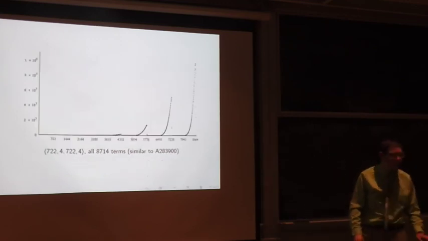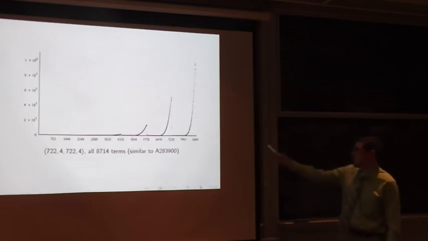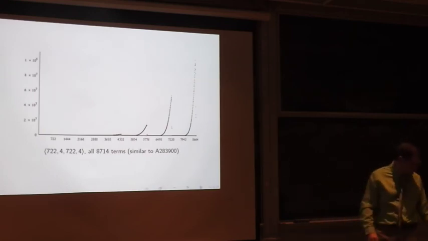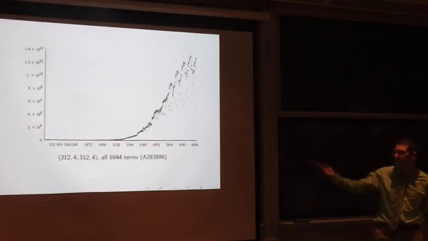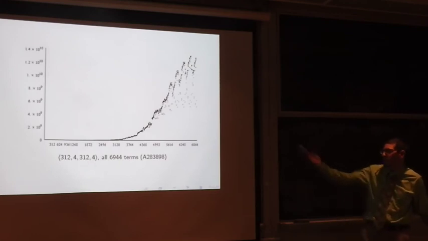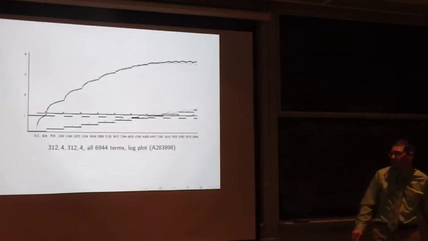A nice number that's 2 mod 4 is 722. So here's the solution for 722. This is the whole sequence. Here's a log plot of that whole sequence. Each of those polynomials is 1 degree higher than the previous. And then here's 312, which is 4 times a triangular number. That is that waterfall sequence, and here's the log of it.